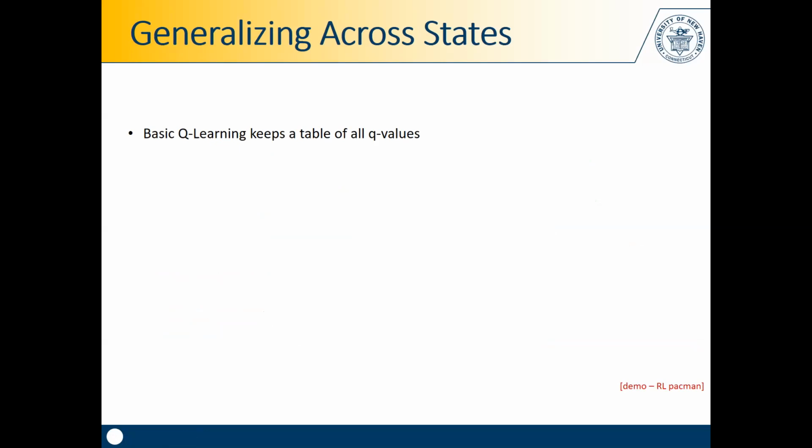Basic Q learning keeps a table of all Q values. So there is a table that says if you are in state S, that's one column, and you perform action A, that's in another column, then the value, the Q value, is going to be this particular amount, like 6.